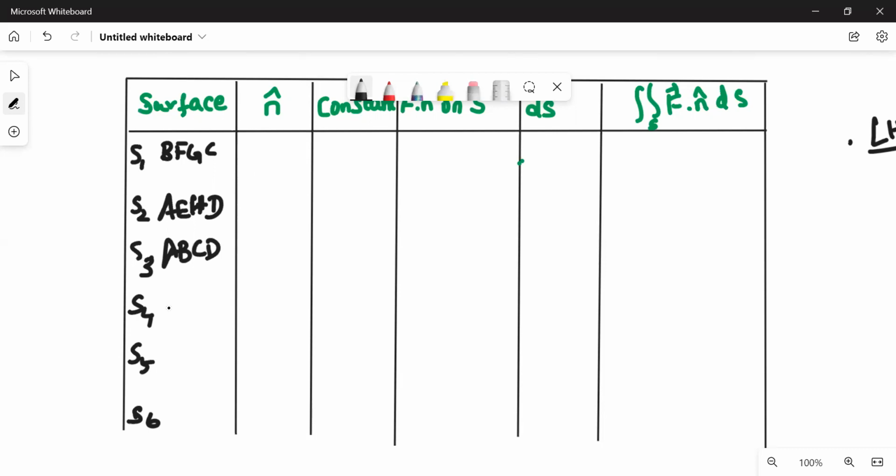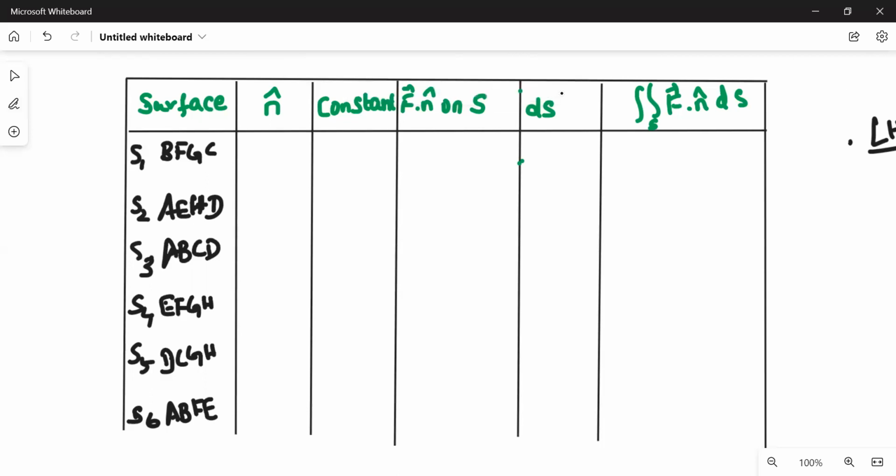Next side is y is equal to 0, that is E, F, G, H. Corresponding to the axis Z, that is D, C, G, H, right? And z is equal to 0, passing through z is equal to 0 is A, B, F, E. Okay. This marking is totally of our wish. Just to have a clear discussion, if we mark it, it will be easier for us.